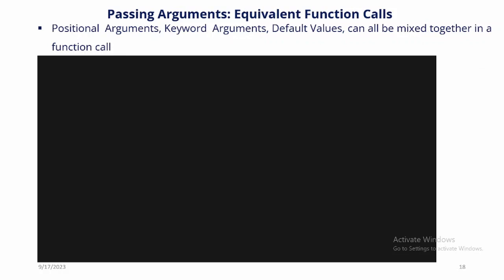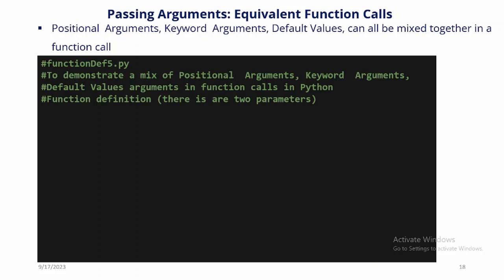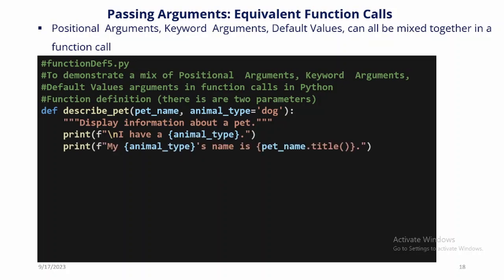What does this mean? Positional arguments, keyword arguments, default values, all of them can be combined together in a function call. That is totally legal in Python. So we call this function def5, which will demonstrate a mix of positional arguments, keyword arguments, default values all together in a function call. We are still using the same function we created last, no difference. We have a default value, every other thing remains the same.